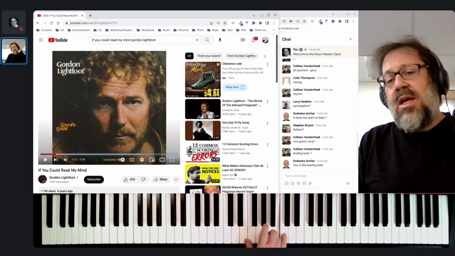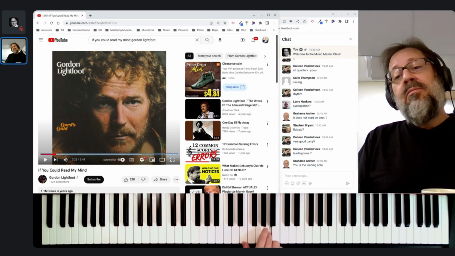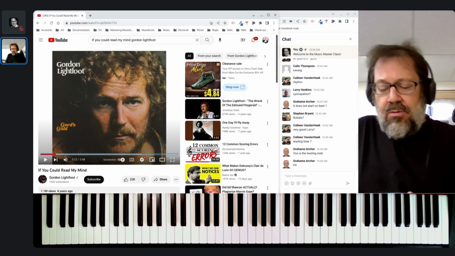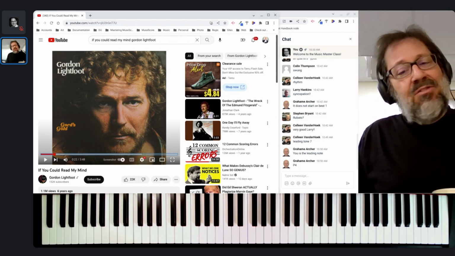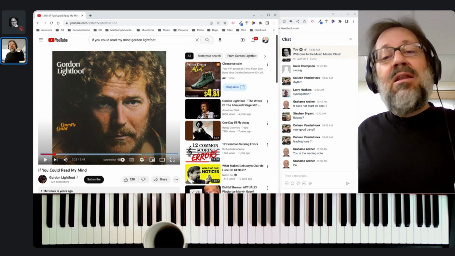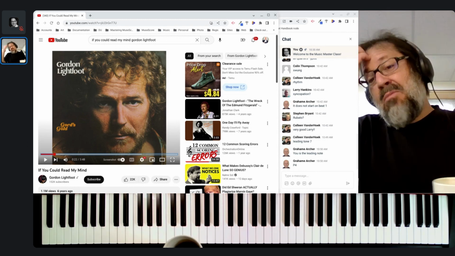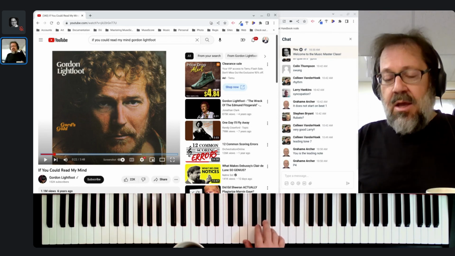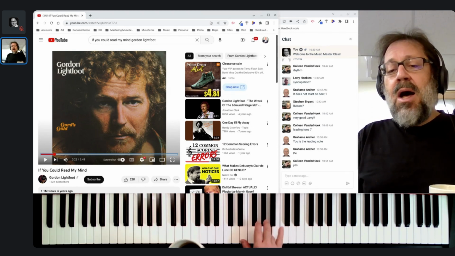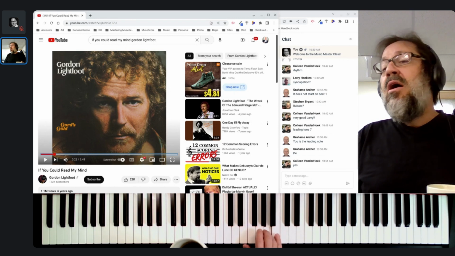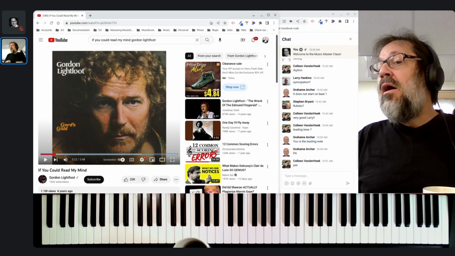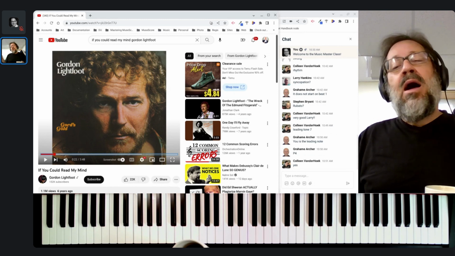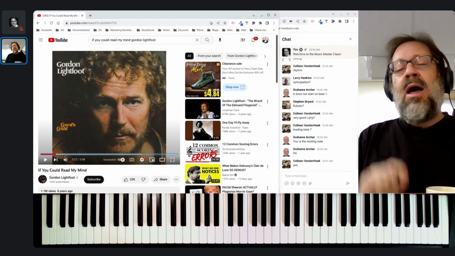If you could read my mind, love. Are we in agreement? That leap down was 1, 5, 1. That's going to be the main leap we're going to need. We're going to find out that this song is mostly steps. That's one of the few leaps we're going to need. If you could read my mind, love, what a tale. Now, I'm not going to play that note. I'm going to think through it. I know what it is, but I'm going to think through it out loud here.